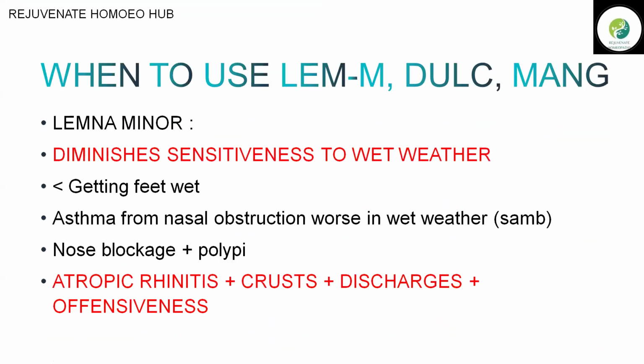Coming to Lemna minor, diminished sensitiveness to wet weather, aggravated by getting feet wet, asthma from nasal obstruction, worse in wet weather, like Sambucus again. So in Lemna minor, you can see there is a lot of nose blockage with polyps. With polyps, with nose blockage, and sensitive to wet, damp weather. That is Lemna minor. And here you see atrophic rhinitis with a lot of crusty and offensive discharges. This is the key of Lemna minor.